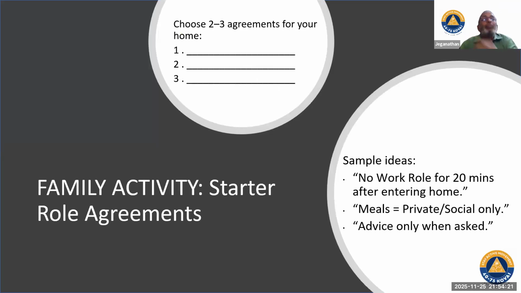Right? Something to do with your family. I know some of you are here with your family, some of you are not here with the family. So choose 2 or 3 agreements for your home, right? This is a decision you can take for yourself, for your family. You can think about 2 or 3 agreements which you can take. I've got a few sample ideas, right? Based on your family, you can take the agreement. This is what we call the starter role agreement, because you're just starting your role, and this is the starter role agreement which you make with your family.